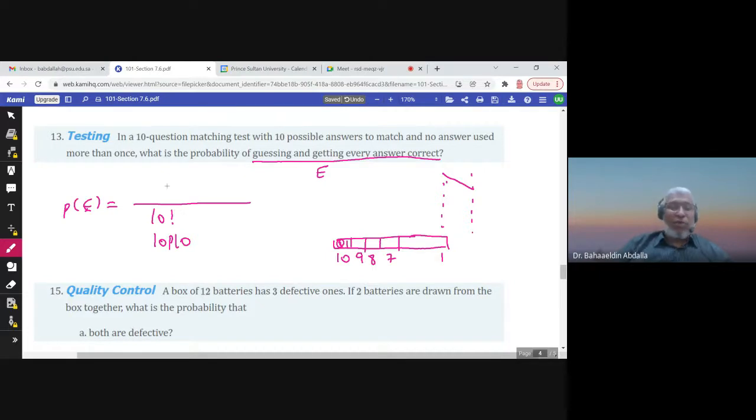Okay, what's the probability of guessing? Well, guessing every answer correct, this is only one answer. There is only one possibility for this. So the answer is 1 over 10 factorial.